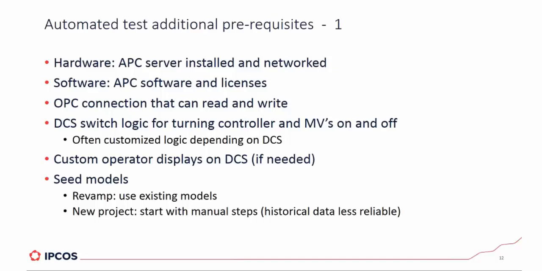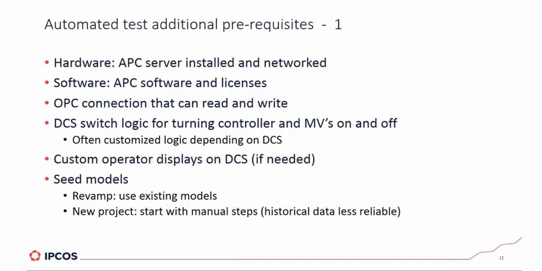Very important is that we require seed models. For an automated test application to work, let's say at the level where we are doing a step test against actual process constraints, then we do need a reasonable quality of models that we already have in our application before we can actually allow it to step automatically.